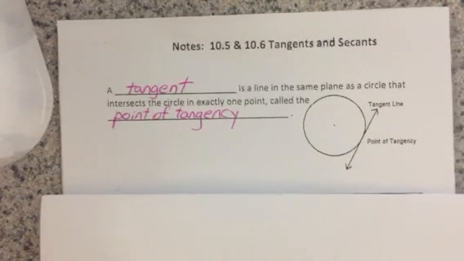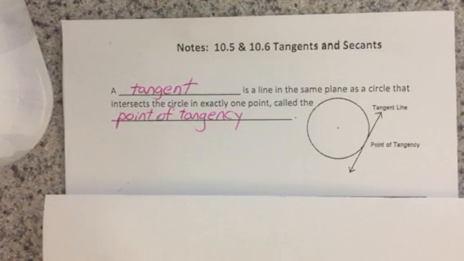All right, for this section, we're going to combine two sections actually. 10.5 is over tangent lines, and then 10.6 is over tangent lines and secant lines. So we're just going to cover both of them together.